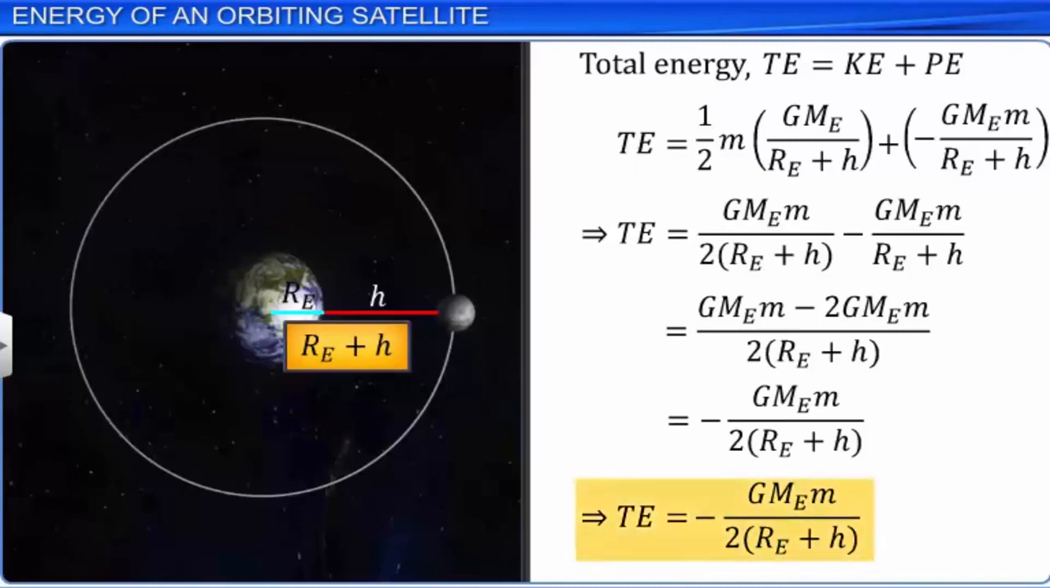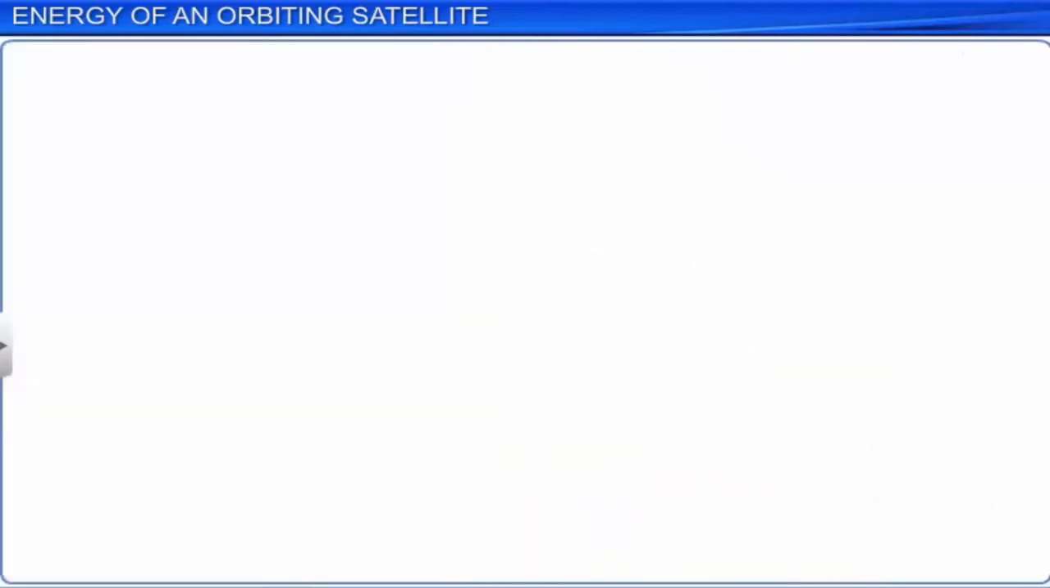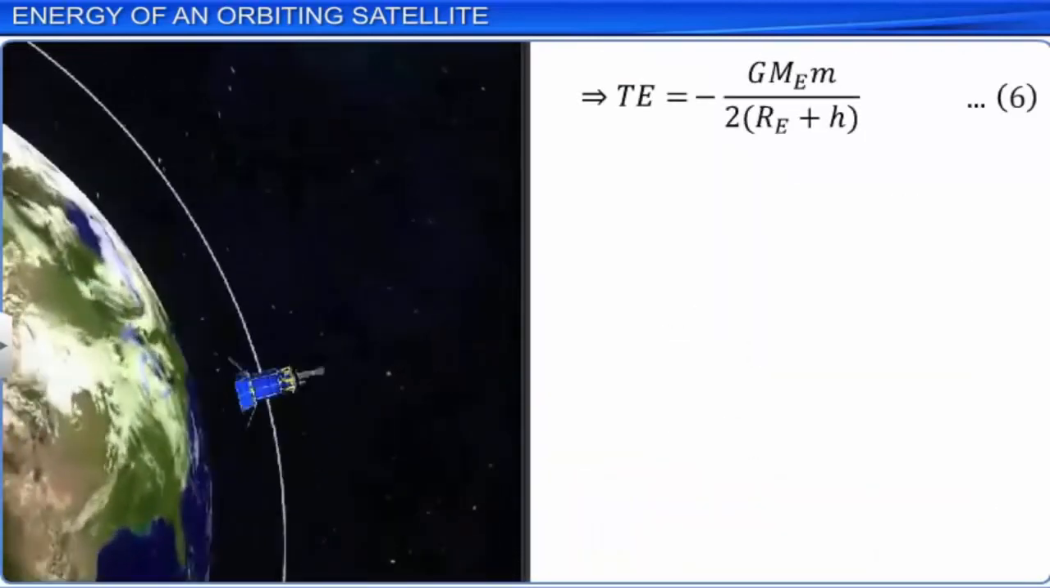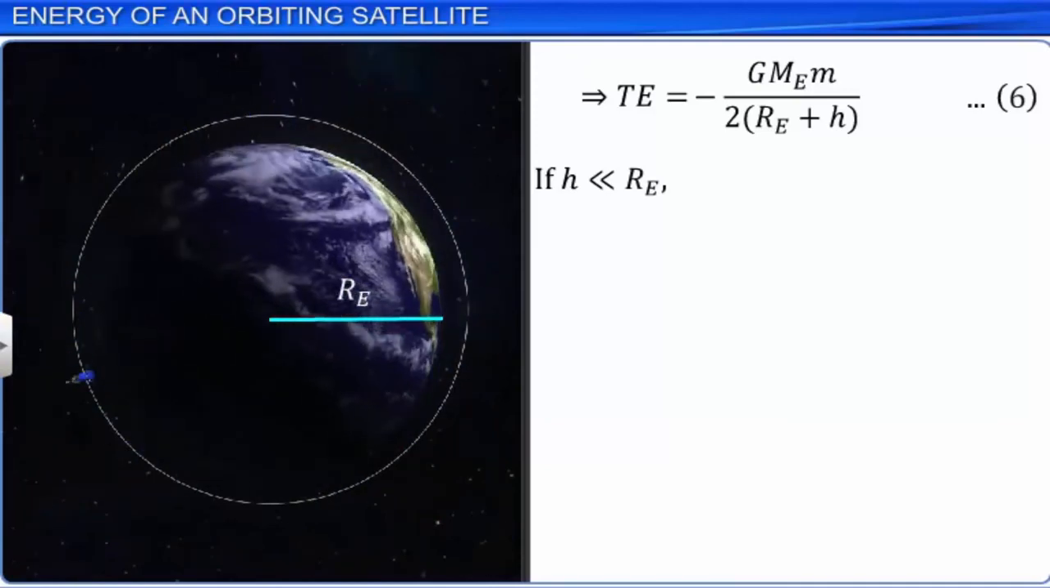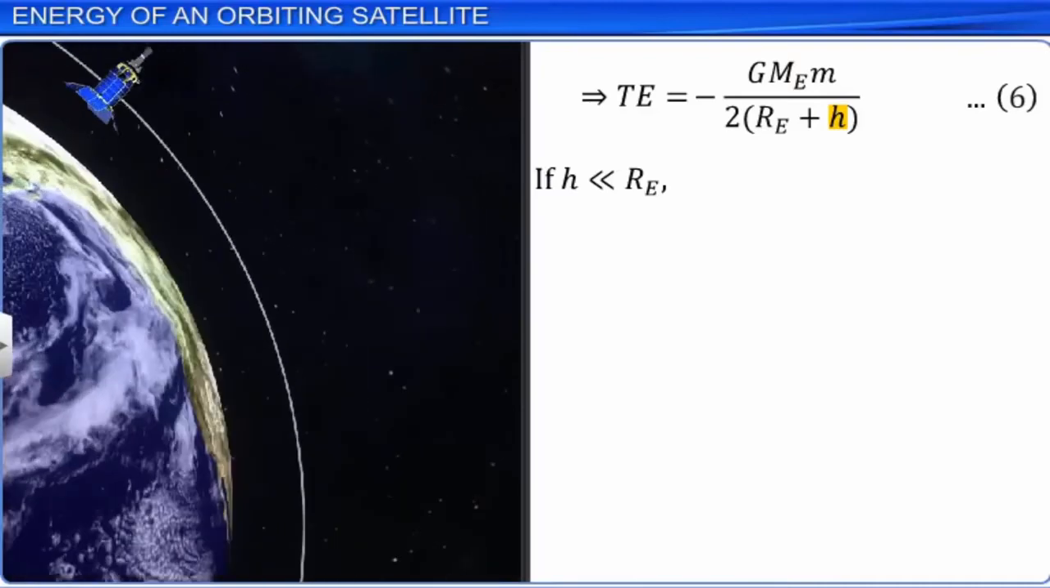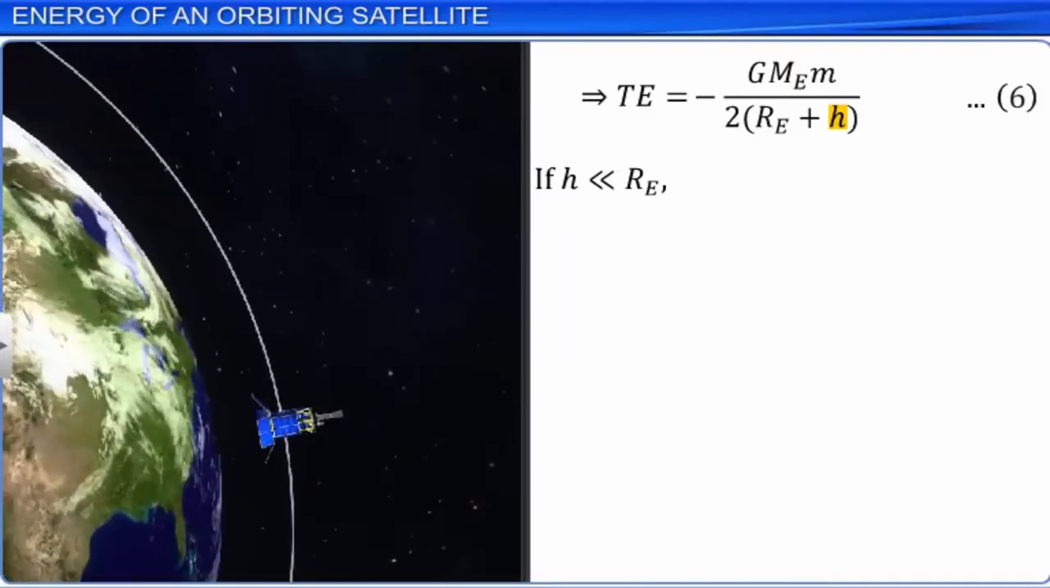Now, let's see what happens if the orbit of a given satellite is close to the surface of the Earth. In this case, the height h of the satellite becomes negligible when compared to the radius of the Earth. Thus, h in equation 6 can be neglected, and you get the expression for total energy of an orbiting satellite as TE is equal to minus G M_E m divided by 2 R_E. Let this be equation 7.